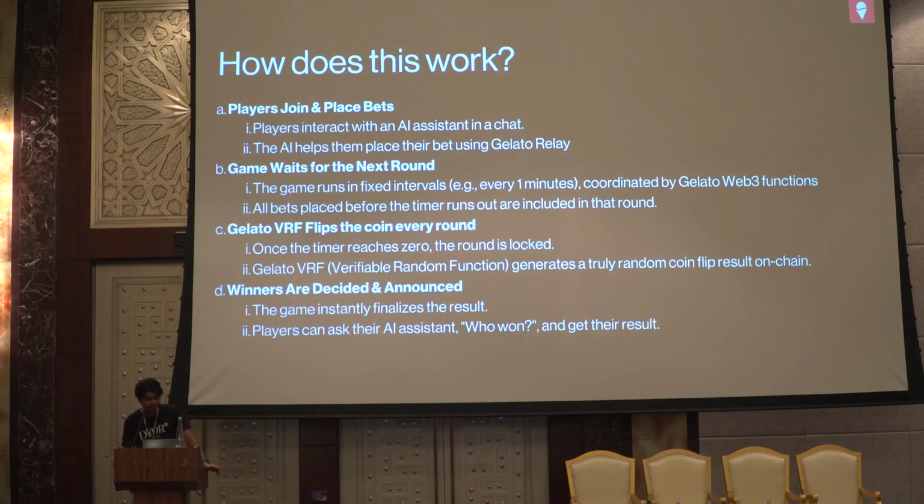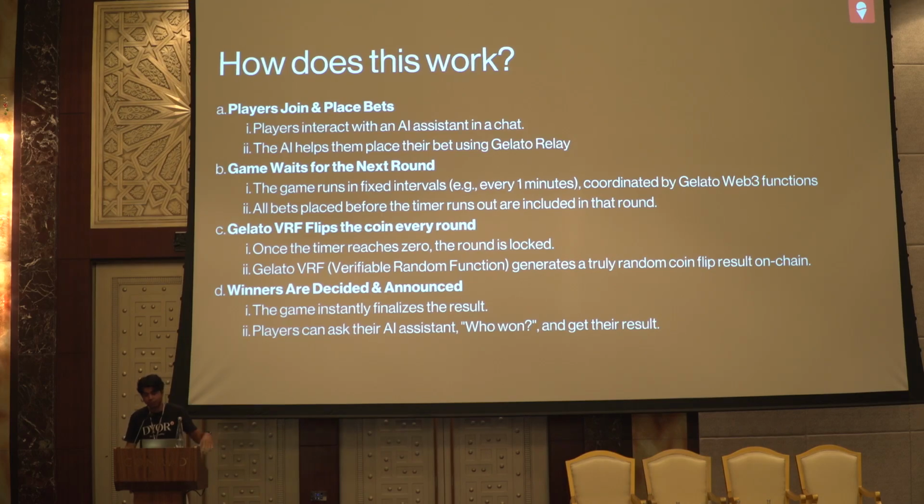Right, so something about the game itself. How does it work? You have the players that join and place bets. At least for the sake of this demo, you run this agent locally. You spin this up and run it locally. And the player can interact with the AI assistant chat, a ChatGPT-like interface. The game will wait for the next round, and it will be in fixed intervals. So every minute, the round will be coordinated by Gelato Web3 functions. All the bets that are placed before that round will be included for that specific round.